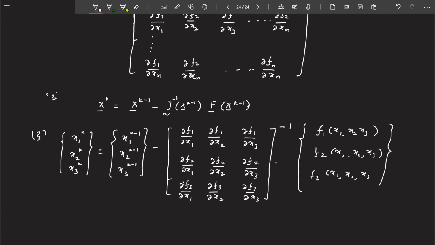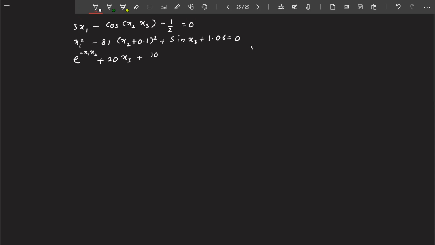So let us solve one problem so that we get a better understanding of this. So let us solve it. So let us say we have an equation. This looks like a very complicated system of equations.